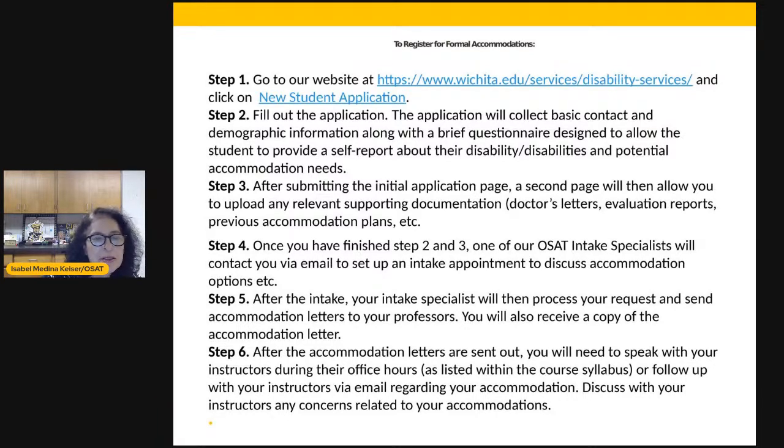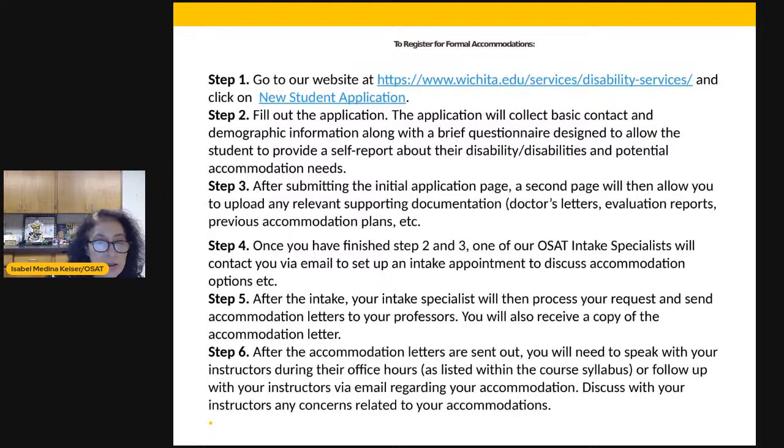So the steps are basically this. The student goes to our website. We have not changed the website name, so it's still Office of Disability Services, just so you know that. So they go to the website, click on the new student application, and fill out the application. It basically asks some demographic information, and then once we get the documentation, we will set up a meeting with our intake specialist. It could be via Zoom, it could be face-to-face, but the sooner the better. I wouldn't wait until the week that school starts because things get a little bit busy. So again, best to try to contact us now.